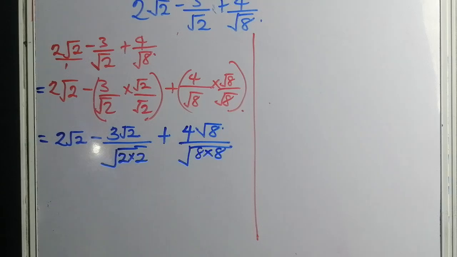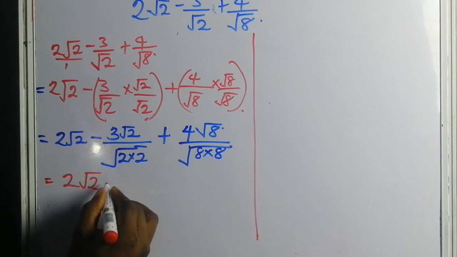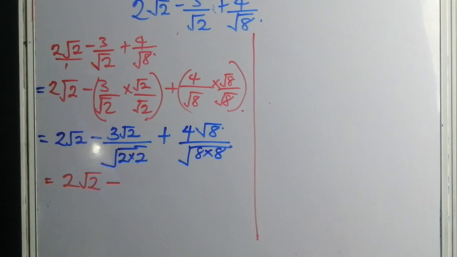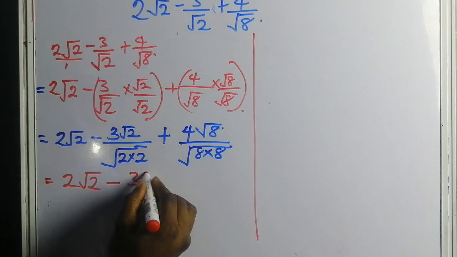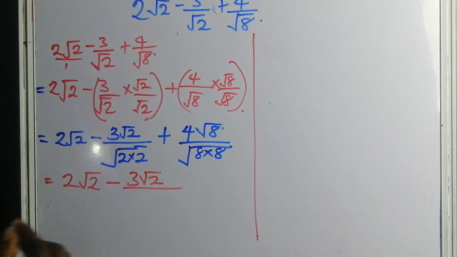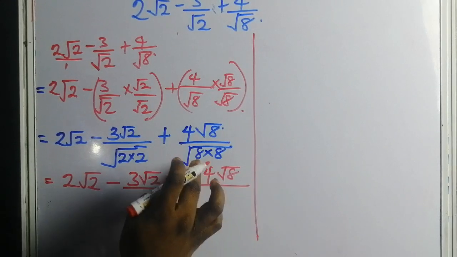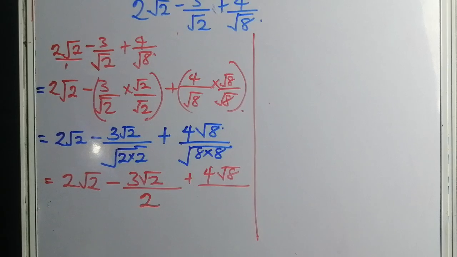So at the end of the day, look at this very well: 2 root 2 minus 3 root 2. These 2 times 2 is 4. Square root of 4 is 2. Straightforward. So this one is 4 root 8 over 8 times 8, which is 64. Square root of 64 is still 8. Simple.